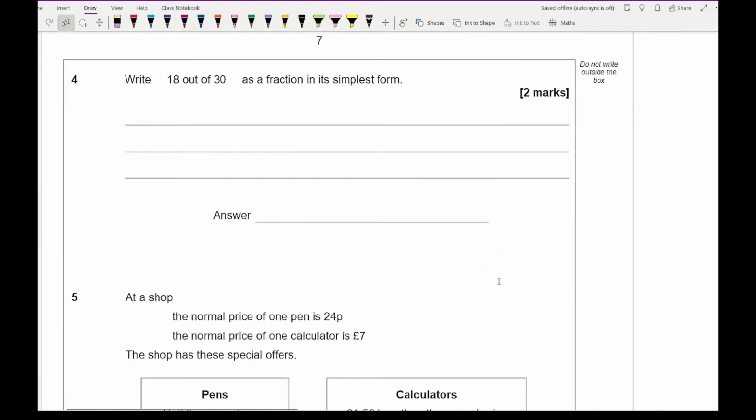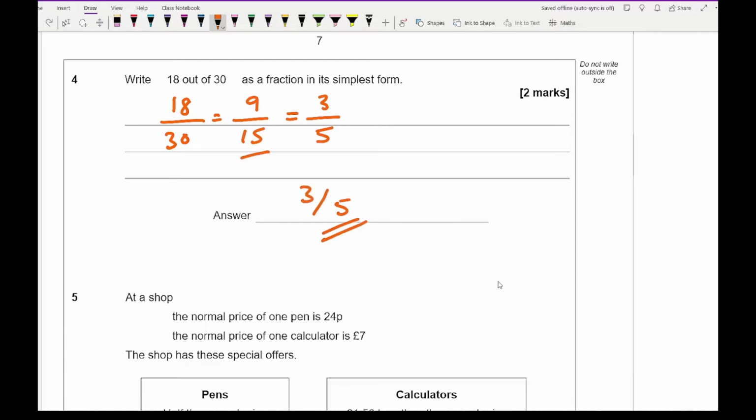Moving on to question 4, it says write down 18 over 30 as a fraction in its simplest form. So we've got 18 over 30, both of them are even, so if we divide by 2 we get 9 over 15, then we divide by 3 and we get 3 over 5. So our final answer is 3 over 5.